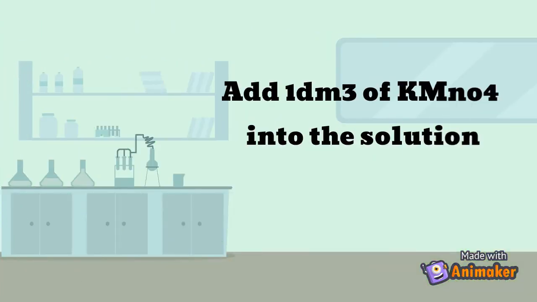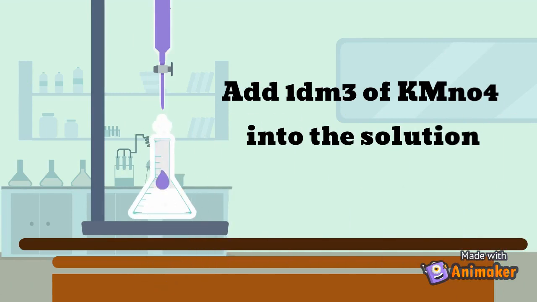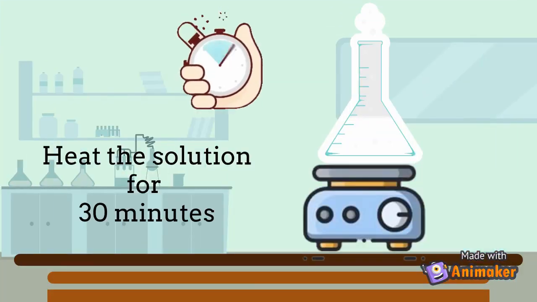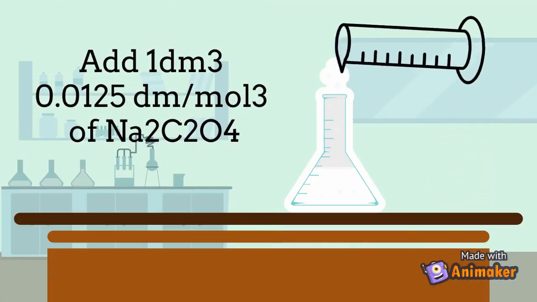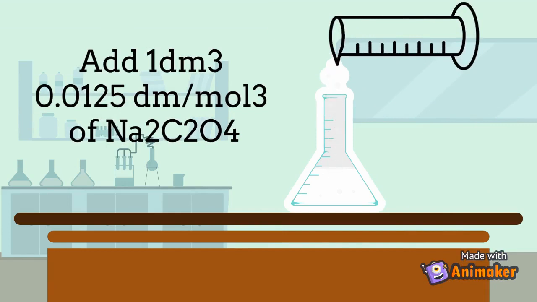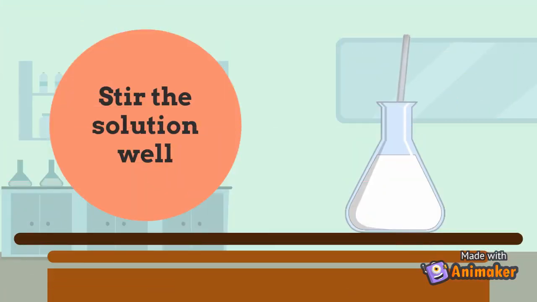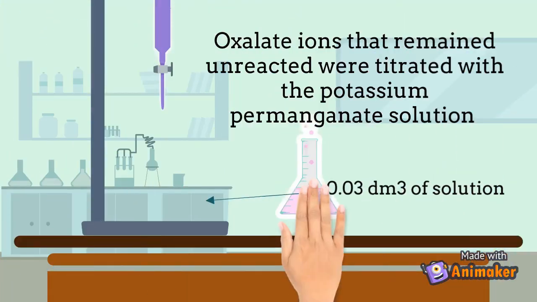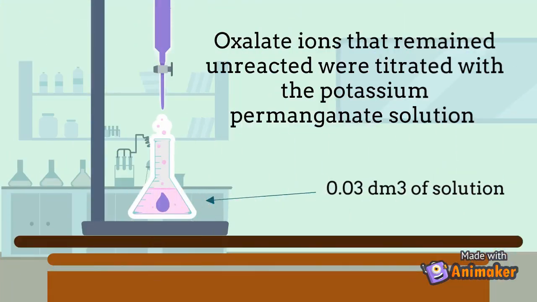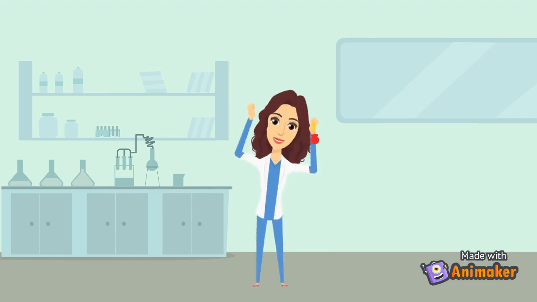Add 1 cubic decimeter of potassium permanganate to the solution. Next, we need to heat the solution for 30 minutes. After that, we add 1 cubic decimeter of disodium oxalate with a concentration of 0.0125 mol per dm³ into the solution and stir the solution well. The oxalate ions that remained unreacted were titrated with the potassium permanganate solution until the solution became pink. Use 0.03 cubic decimeters of the solution. Yay! We are done with the experiment.